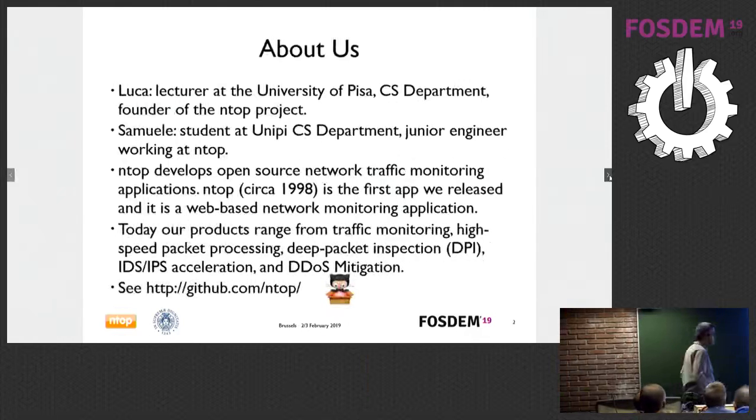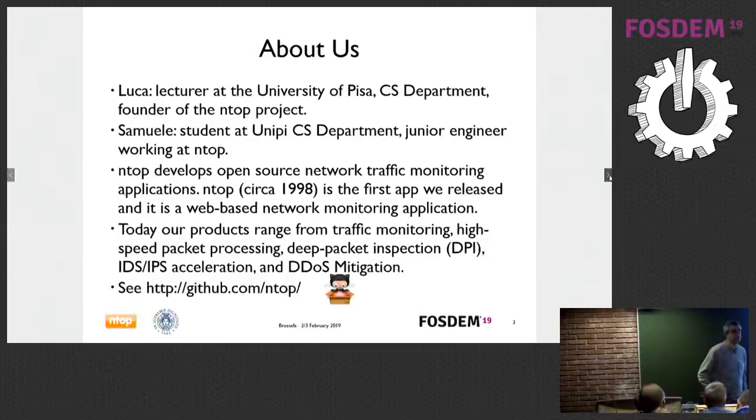So let's start with a few notes about us. I'm the founder of the NTOP project. You heard this before when we talked about PF Ring. I'm also a lecturer at the University of Pisa. Samuele is a former student of mine and is working with us at NTOP.